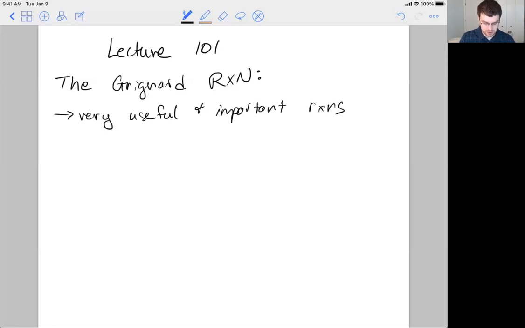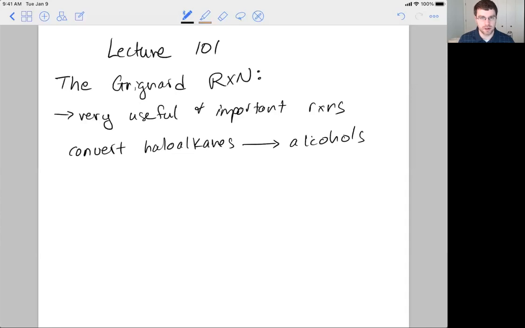And this allows us to convert haloalkanes into alcohols. This is our first experience with alcohols, I guess. So I'll just define these as ROH. In upcoming lectures, we'll look at the chemistry of alcohols and that sort of thing. So we're going to convert haloalkanes into alcohols.